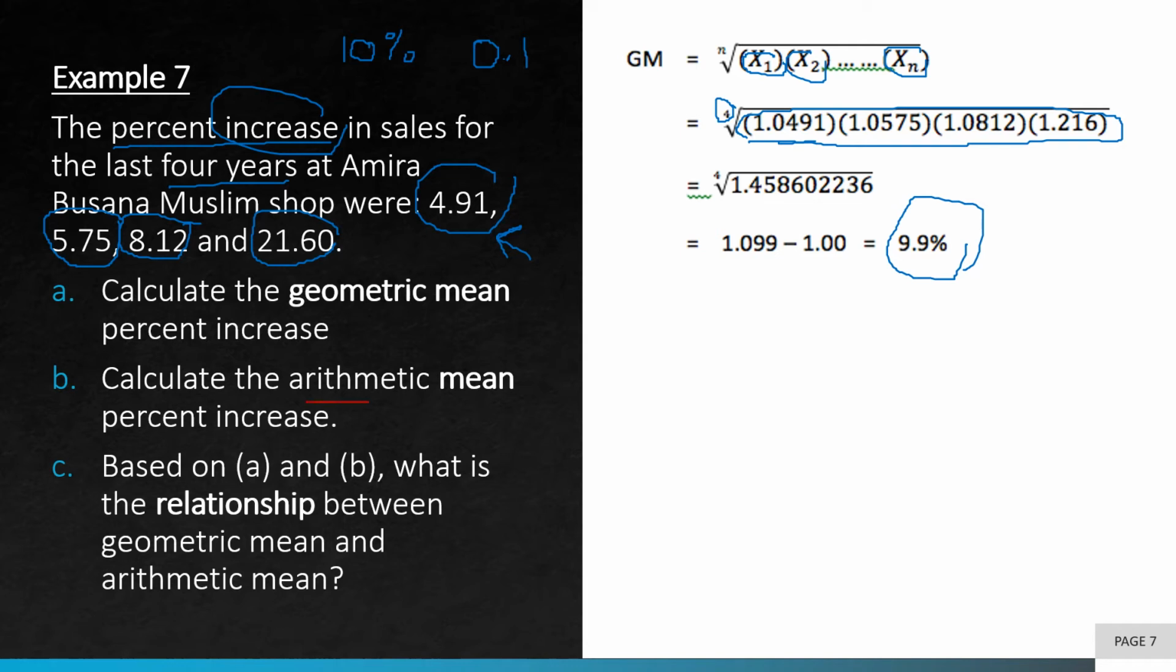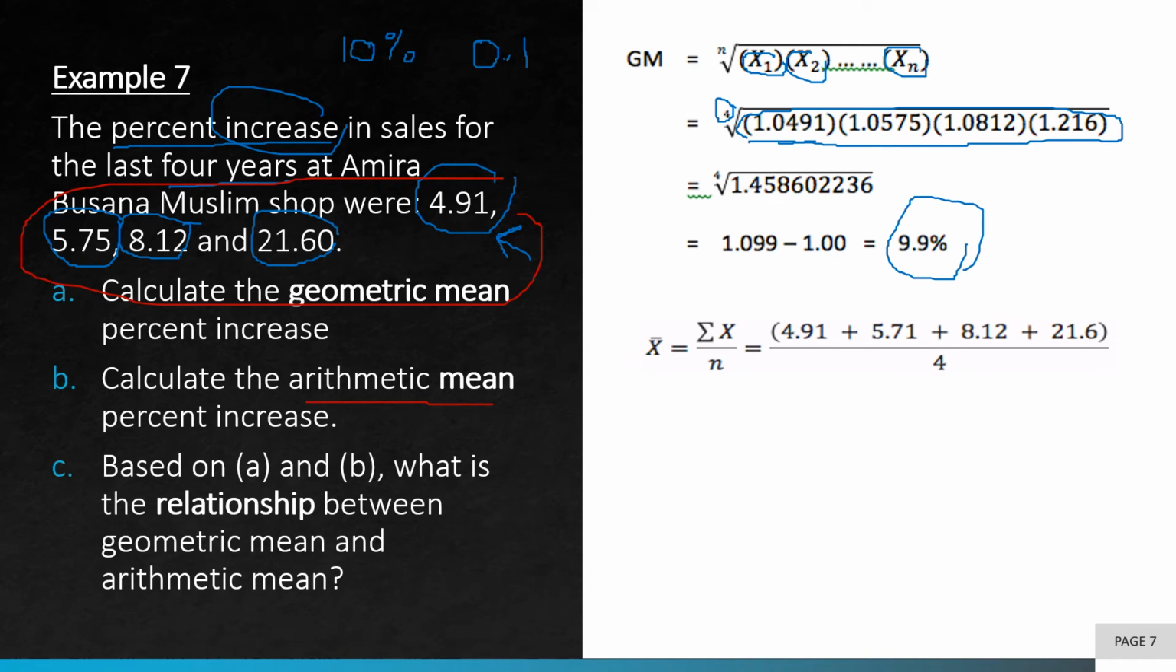Now for B, calculate the arithmetic mean. Remember, arithmetic mean is simply adding all of these numbers and dividing by 4. So it's quite straightforward. So you will get 10.1%. As you can see, the two figures, one calculated using geometric mean and one using arithmetic mean, are slightly different. Which gives us the last question, based on A and B, what's the relationship between geometric mean and arithmetic mean?